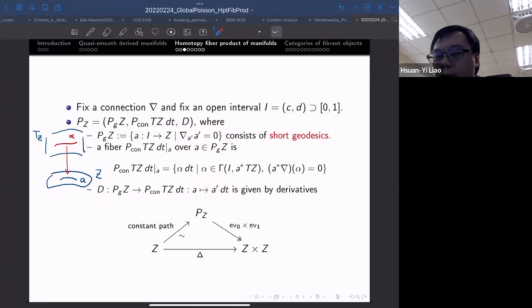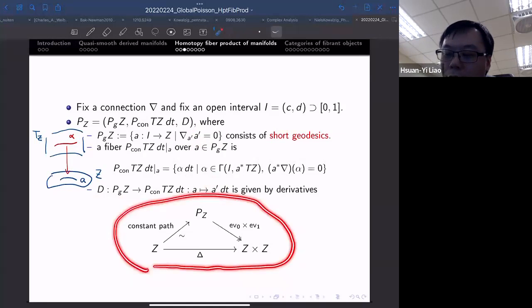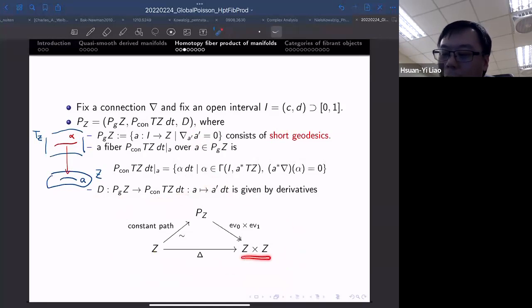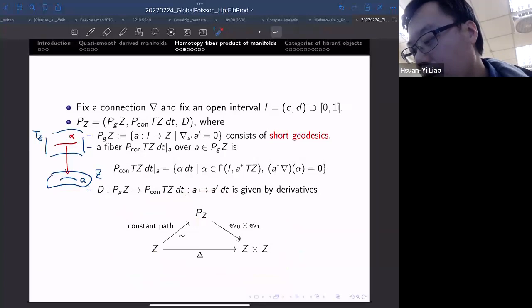And then I have this factorization diagram. From Z to Z times Z is the diagonal map. From Z to PZ is the constant section map. And PZ to Z times Z is given by the two evaluation maps. This is how we get this factorization of the diagonal map.